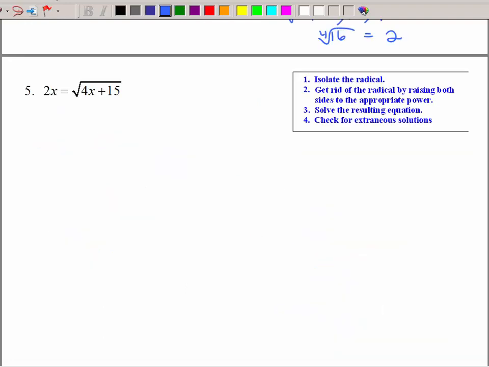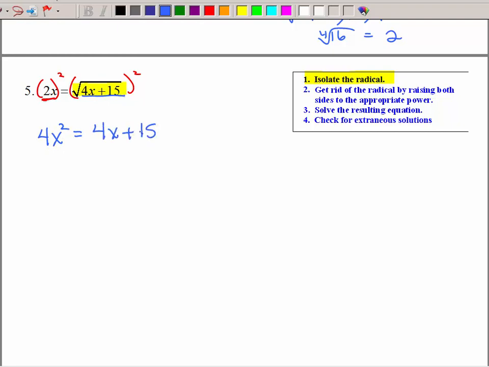This time you notice we have x's on both sides, but the good news is the radical is still by itself, so we've already isolated it. And now we need to get rid of that radical. It's a square root, so we need to square both sides. And what makes this a little bit different is that x. But what's 2x times 2x? 4x squared. And when I square this, the square root goes away.